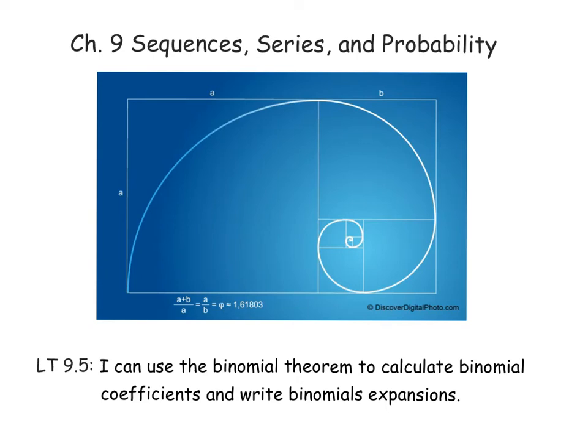Here we go with 9.5 day 1. We're skipping over 9.4. In 9.5 we do start to shift away from sequences and series, and we'll get into some counting principles and probability in the last two sections, but today in 9.5 things get pretty specific. We're just going to look at the binomial theorem. On the next slide I'll take you through exactly what that is.